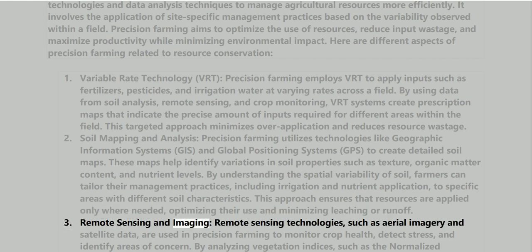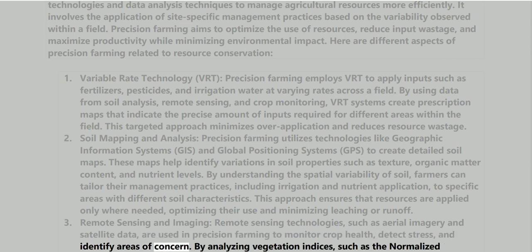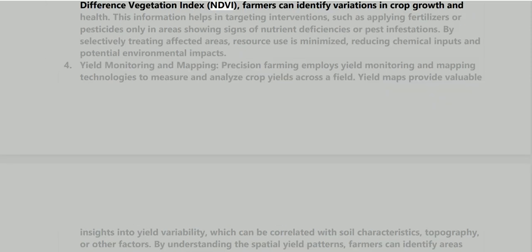3. Remote sensing and imaging. Remote sensing technologies, such as aerial imagery and satellite data, are used in precision farming to monitor crop health, detect stress, and identify areas of concern. By analyzing vegetation indices, such as the Normalized Difference Vegetation Index, NDVI, farmers can identify variations in crop growth and health.